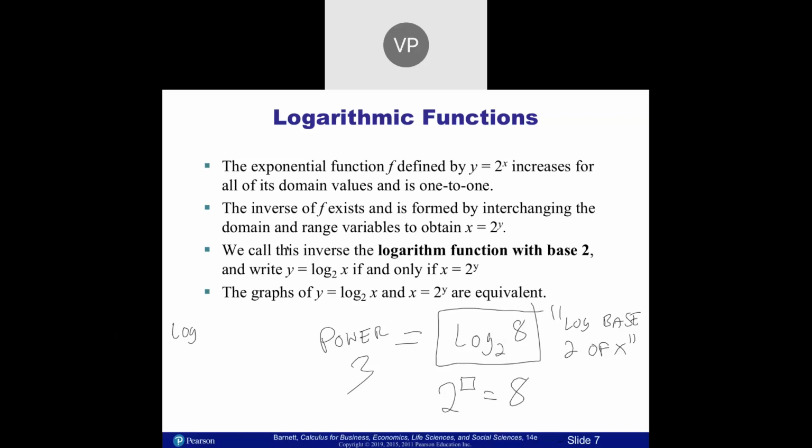base 2 of 8 is equal to 3. Because the question they're asking is, what do you put on a power of, or what do you put on a base of 2 to get an 8? The power you put on there is a 3. That's what the answer is. So the equivalent form is that right there. These two things say the exact same thing. They're stating the same fact. The top one is in log form, the bottom one is in exponential form, but they're stating the same fact.